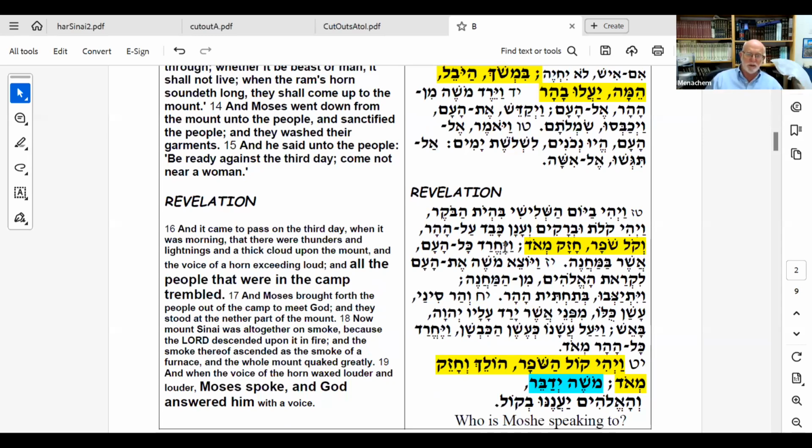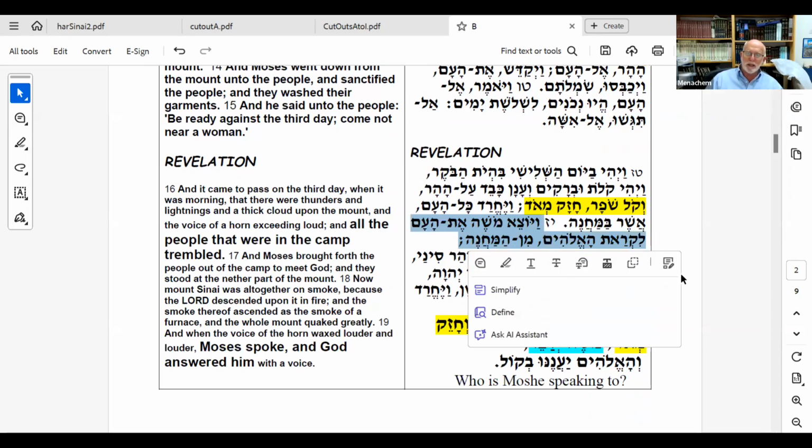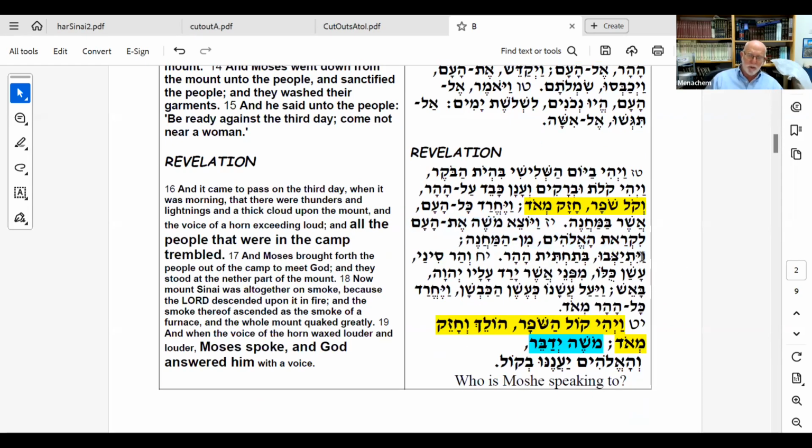The word Haredi comes from here, they're scared. And they're in the camp, they're not at the bottom of the mountain where they're supposed to be. So what does Moshe need to do? Moshe brings the people out from the camp, and now they're standing b'tachtit har, at the foot of the mountain, where they should have been, I think, in the first place. Okay, and now we're going to restart the revelation.